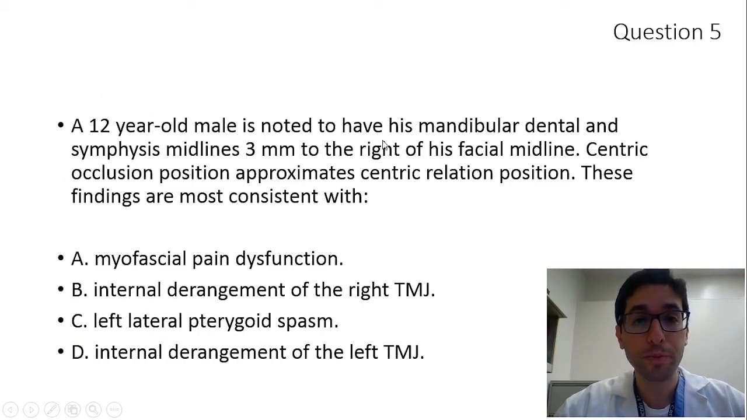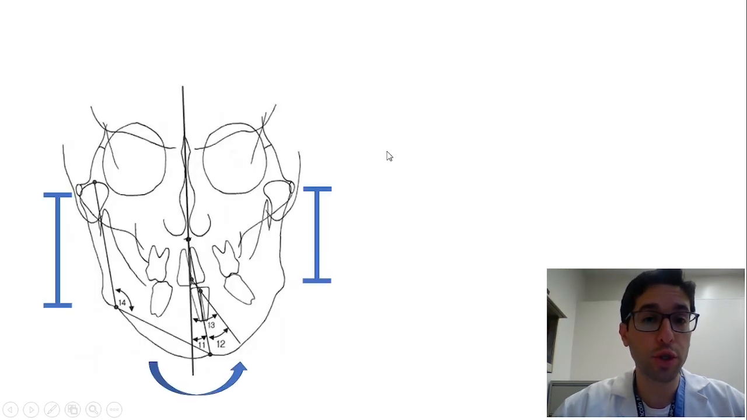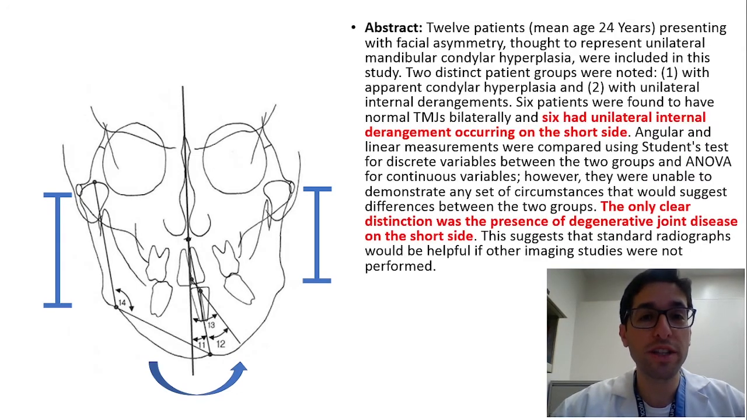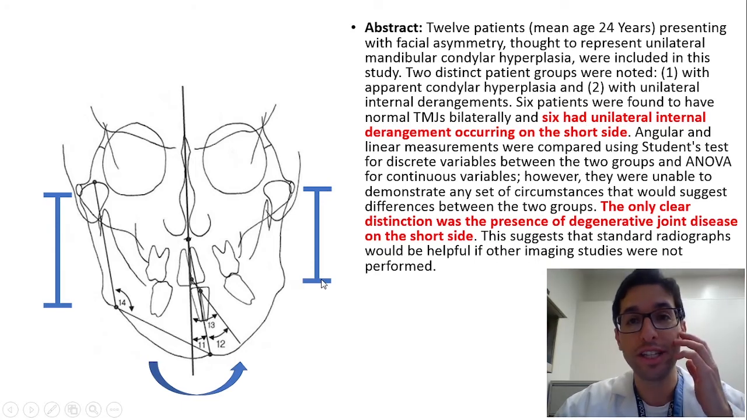So in this question, the symphysis midline was 3 millimeters to the right of the facial. So the dental midline was to the right, which means the right side was the short side. So in our picture, it's backwards, but in our question stem, the right side was the short side. And the important point to know is there actually is an association between having a short side and having internal derangement. So they did a study where they looked at this and they found that unilateral internal derangement occurred on the short side. That is a true association.